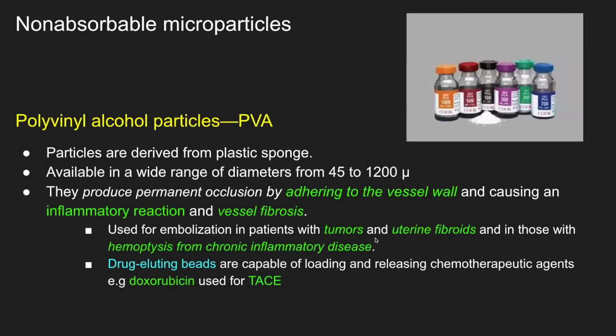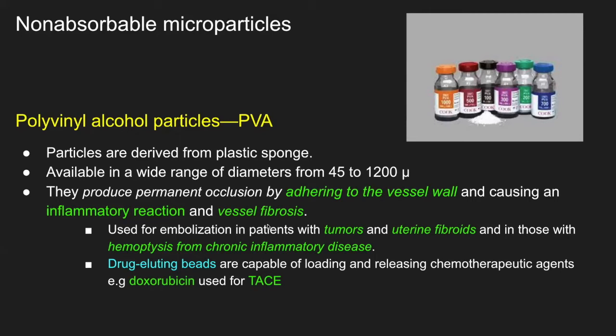So what are the PVAs? PVAs are particles derived from plastic sponge, available in a wide range of diameters from 45 to 1,200 microns. The way PVAs work is they adhere to the vessel wall and cause an inflammatory reaction. At the end of the day, they cause vessel fibrosis, and you achieve your embolization.